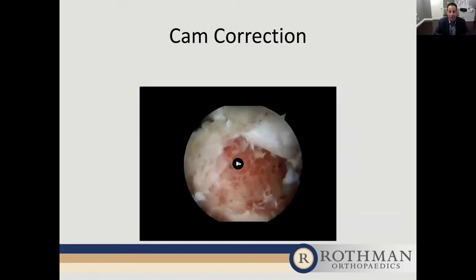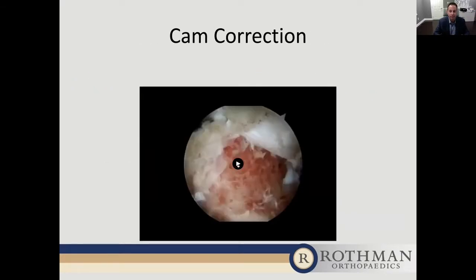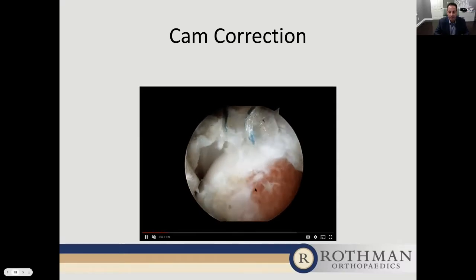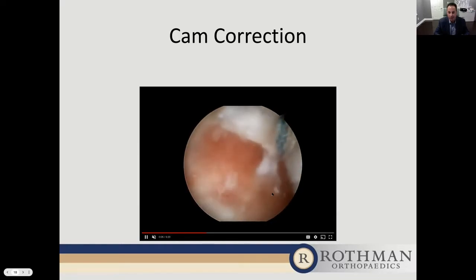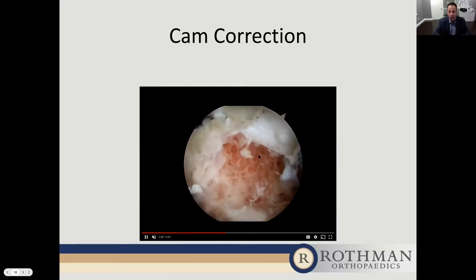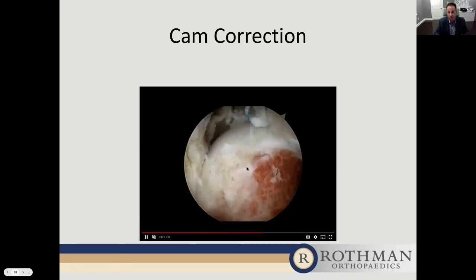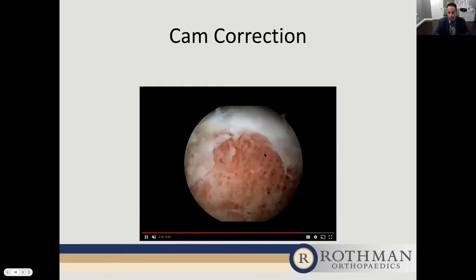Here's the next video. This is the cam after the cam lesion has been excised, and we've taken it from a convexity to a concavity and smooth. So again, there's the labrum repair. There's the cam lesion after we've smoothed it out. So you see now as I flex the hip up, that cam lesion is now going to make its way underneath the labrum so it doesn't pinch anymore. So that's basically a treatment for femoroacetabular impingement with a cam lesion and a labrum repair.